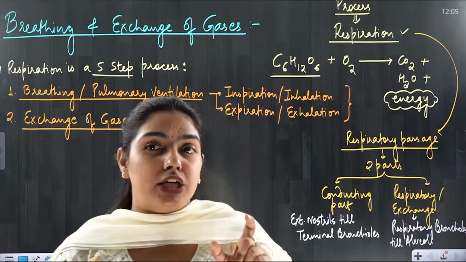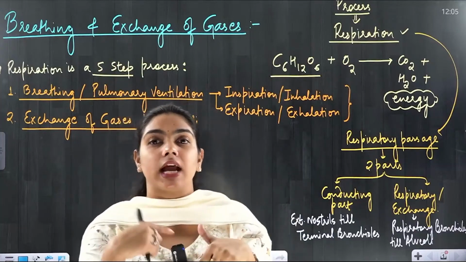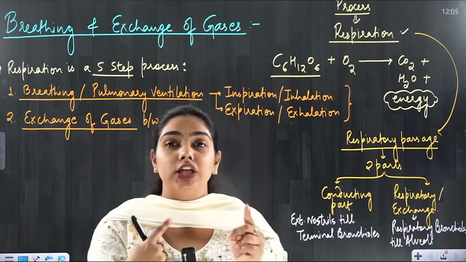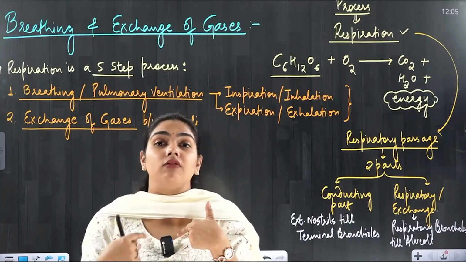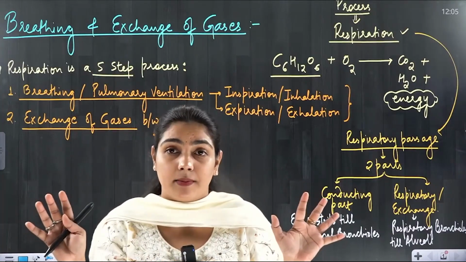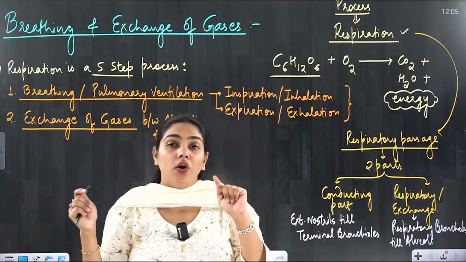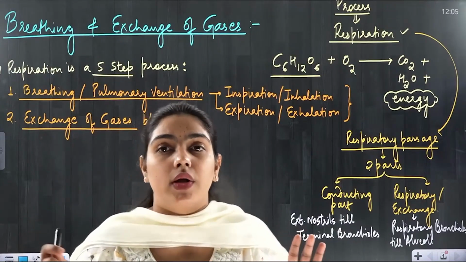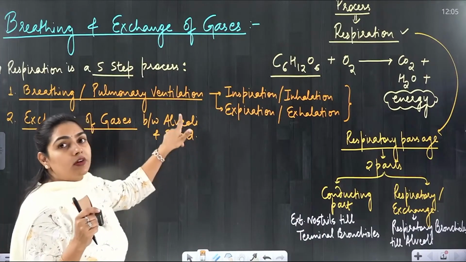The process of respiration occurs in five steps. First step is breathing. Breathing simply means inspiration and expiration. The second step is exchange of gases. First of all, the exchange of gases will occur in the alveoli, beta, inside the lungs. Around the alveoli, so many blood vessels are there, and in those blood vessels, blood is flowing. So this exchange of gases will occur between alveoli and blood. We can say at the alveolar level, the exchange of gases is taking place.